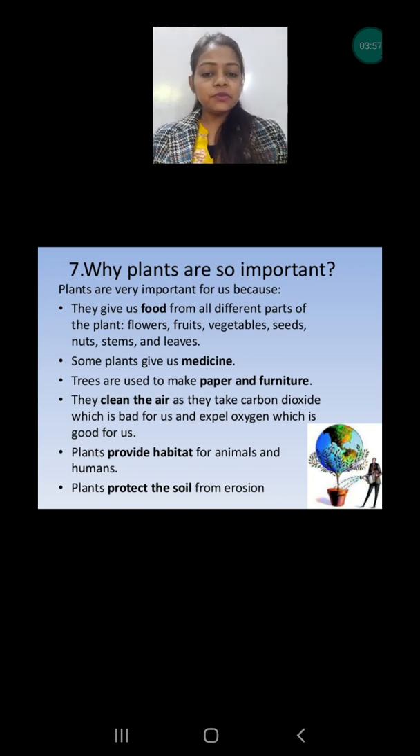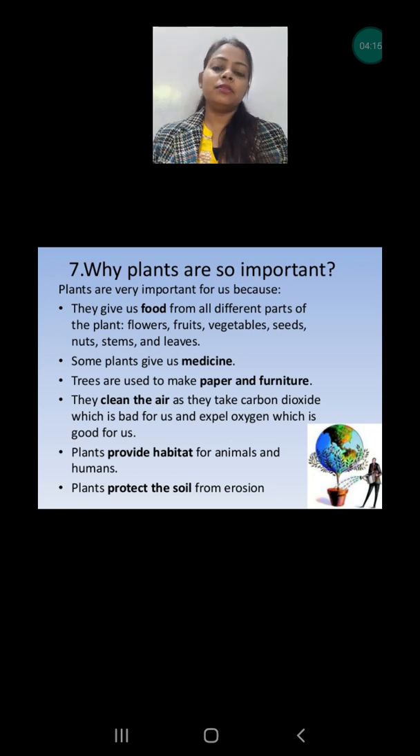Next, some plants like papyrus and others are used to make paper. Paper is very important. Without paper we cannot do any written work. Okay, and where you sit in school, on the desk and bench.